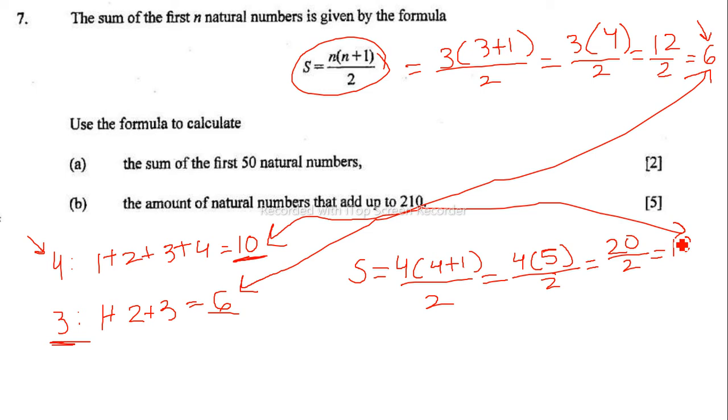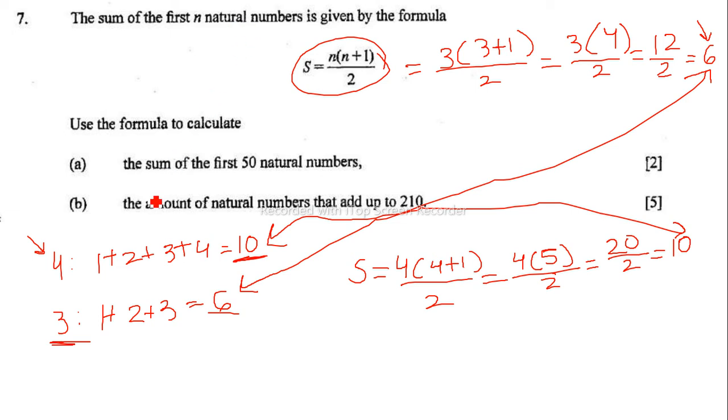Yes, sir. So the idea is that instead of adding up the first 4 natural numbers, we could just use the formula and get it. Instead of adding up the first 3 natural numbers like that, we could just use the formula and we get 6. So the formula is a nice way for you to find out the sum of the first n natural numbers.